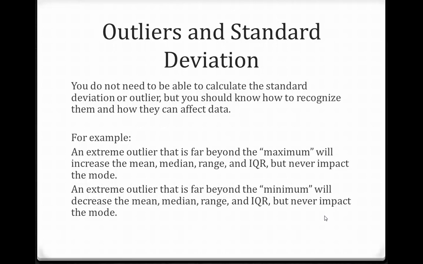An extreme outlier on the other end of the data, far below the next smallest number, will decrease the mean, median, range, and interquartile range, but again will not impact the mode. It's important to know that for the test.